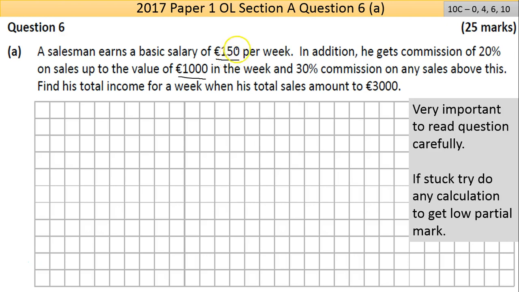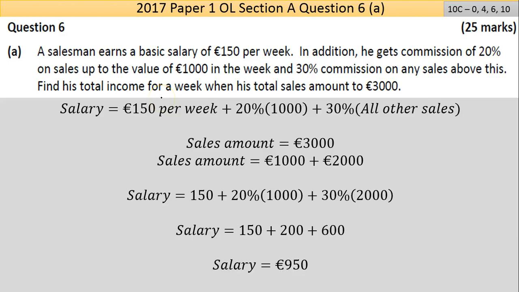And you're looking here at, this is the amount he gets every week, no matter what. Then he gets 20% of the first 1,000 of sales, and gets 30% of the rest. So he gets 20% of 1,000, and 30% of the 1,000 from the 3,000, so it's the 2,000. Okay, so look at the answer here.